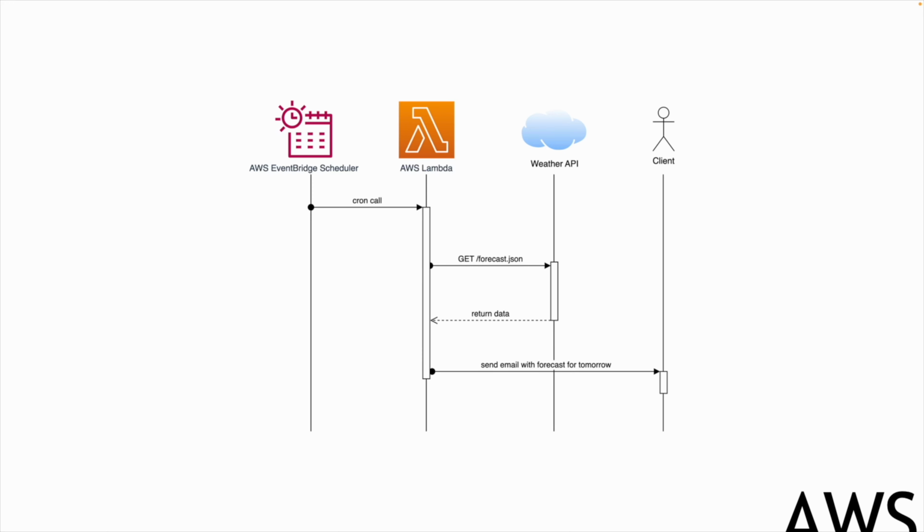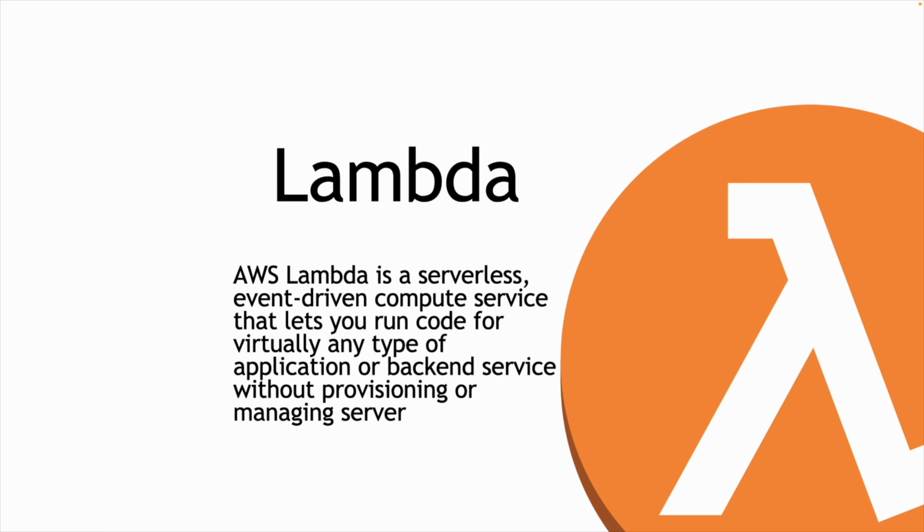In the middle we can see the AWS Lambda. From there, we want to call the weather API in order to get the forecast for the upcoming day. Then, under specific conditions, we want to send an email to the client. I'd like to introduce two more services, so I will show the EventBridge Scheduler, which will be calling the Lambda. Another piece is the Secrets Manager, but first, what is the AWS Lambda?